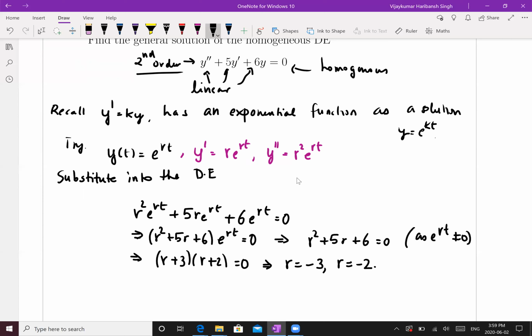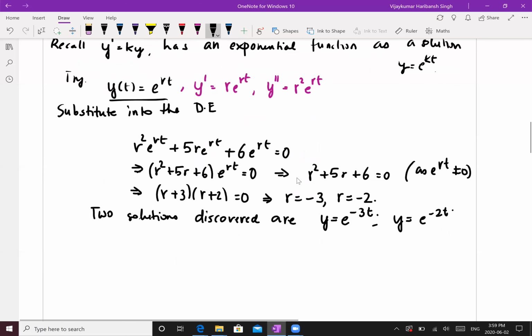And we have discovered that there are two solutions: y equals e to the power -3t, putting it back in this form here, or y equals e to the power -2t.